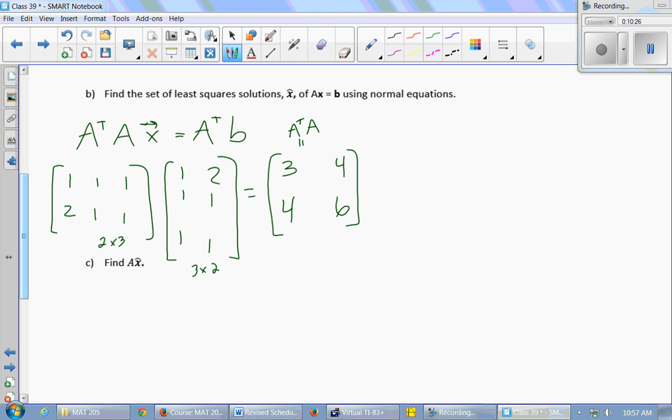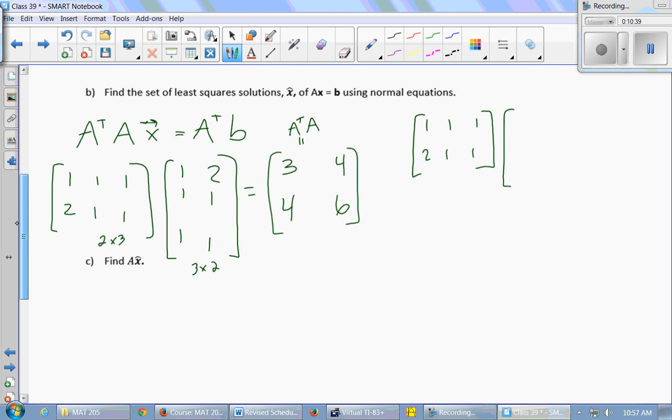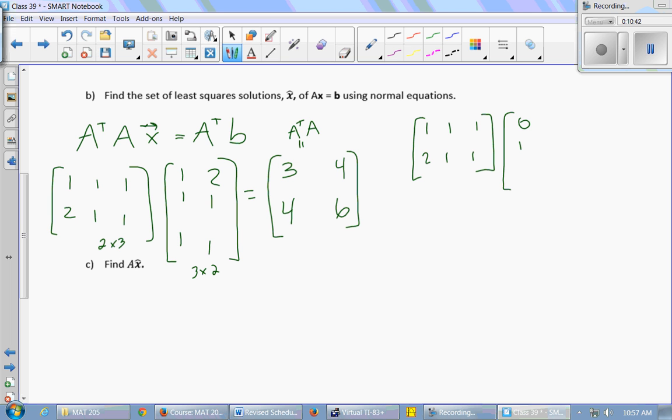And then I'll do A transpose B, which is 1, 2, 1, 1, 1, 1. That's A transpose. B is 0, 1, 2. So I multiply them, and this is 2 by 3. This is 3 by 1. So my result is 2 by 1. It's going to be a vector with 2 entries. So 1, 1, 1 times 0, 1, 2 is 3. 2, 1, 1 times 0, 1, 2 is 3.